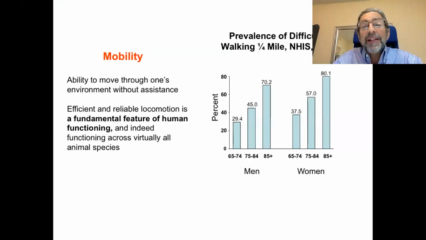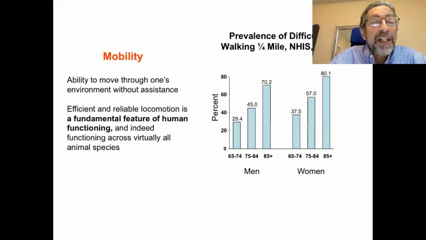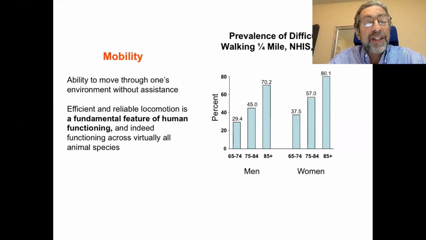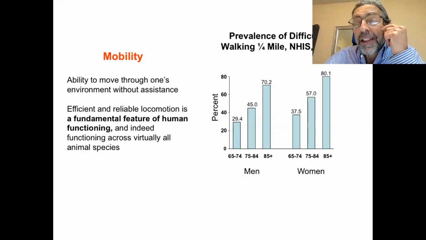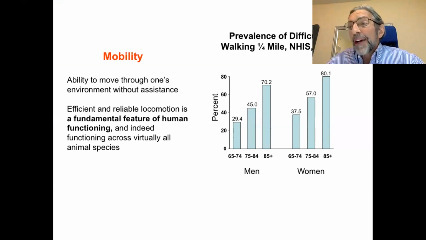So mobility can be defined in a very simple way as the ability to move through one's environment without assistance. And efficient and reliable locomotion is a fundamental feature of human functioning, but indeed functioning across virtually all animal species. Now here we see some national data which shows the prevalence of difficulty walking a quarter mile. That's not a very long distance. If you think of a track around a football field, it's one time around. So it's a distance that you would like to be able to walk to remain mobile in the community.